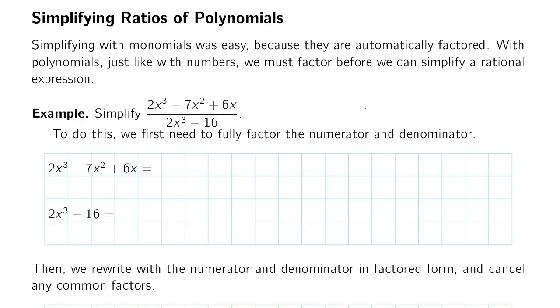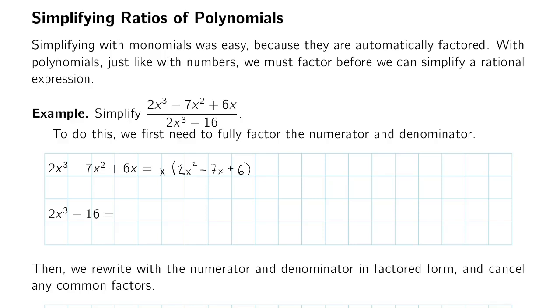We have 2x cubed minus 7x squared plus 6x. First, we go for the greatest common factor. It looks like these have a common factor of x. Pulling that out, 2x cubed divided by x is going to be 2x squared. 7x squared divided by x is going to be 7x. 6x divided by x is going to just be 6. So now we have a monomial, x, times a quadratic trinomial.